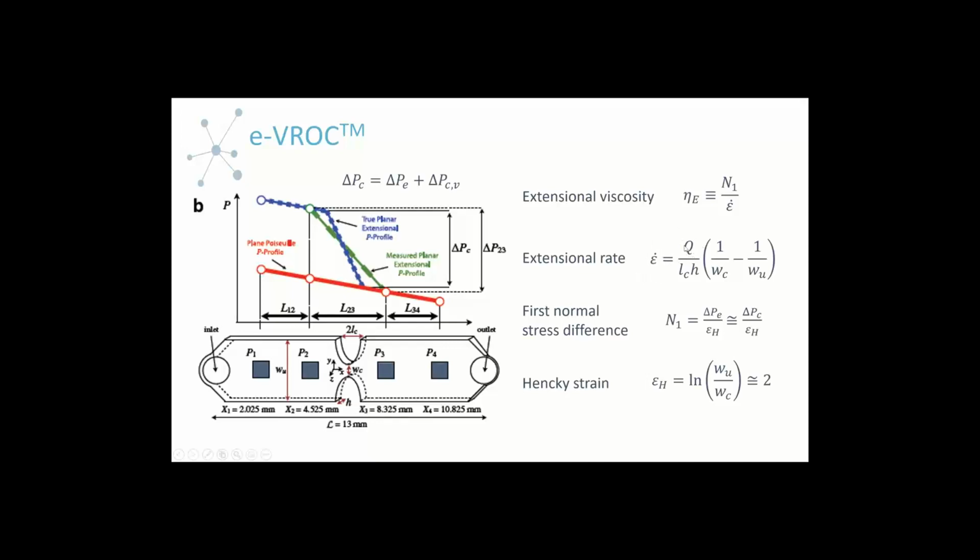It's the volumetric flow rate, and then all of the parameters for the geometry of the flow channel. So length of this constriction expansion, channel depth, which we refer to as H, and then the width, both within the constriction and then prior to the constriction. First normal stress difference comes from this pressure drop.